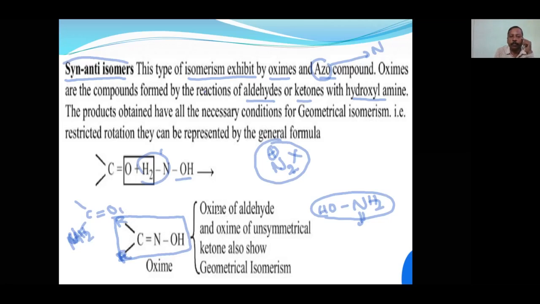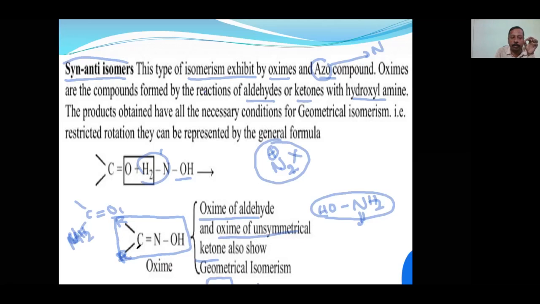So who will show the syn and anti-isomerism? Oximes of aldehyde will always show the syn and anti-isomerism, whereas oximes of ketone only if unsymmetrical. If both groups are the same, then they will not show the syn and anti-isomerism, that is, geometrical isomerism. Was it understood? So oximes, how many types? Two types.